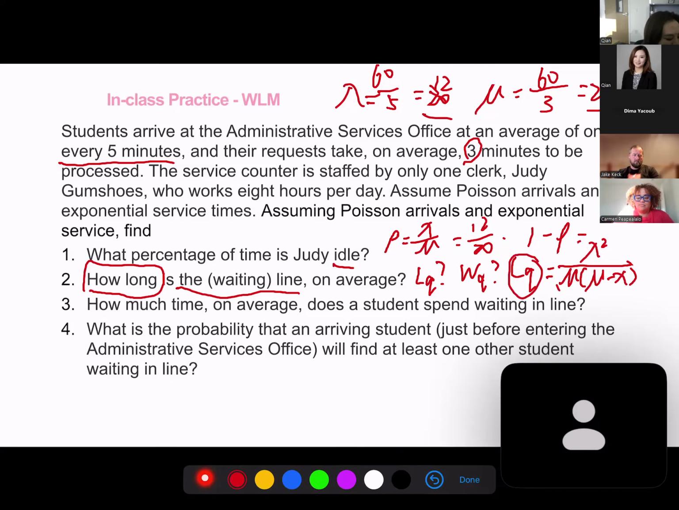Okay, and how much time on average does the student spend waiting in line? Again, it is S or Q first. Waiting in line means which one should it be?